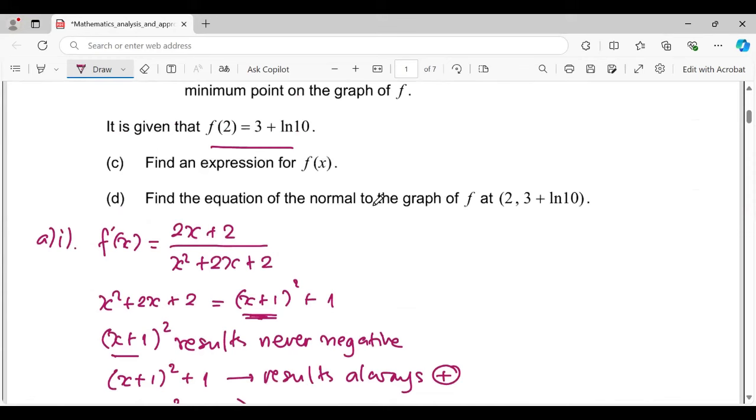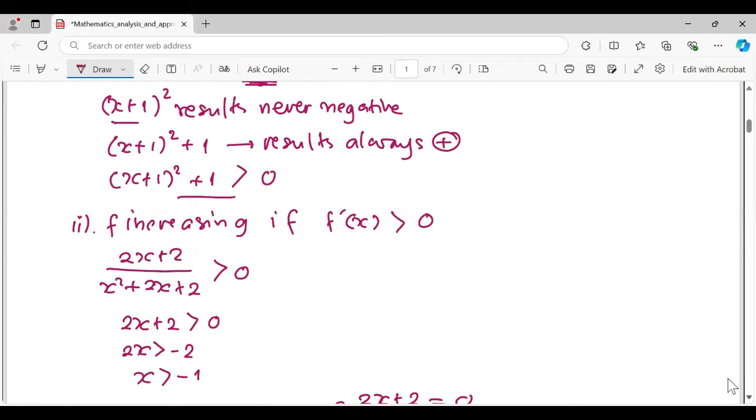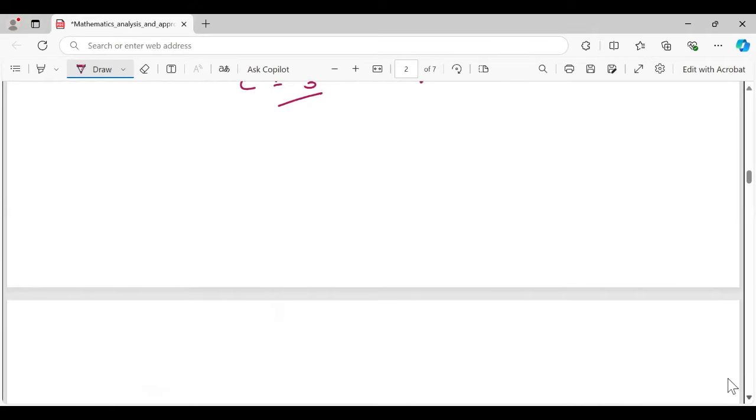Find the equation of the normal to the graph of f at the coordinate point (2, 3 plus ln 10). So that means we are going to find the gradient first. The first derivative function is (2x plus 2) over (x squared plus 2x plus 2).